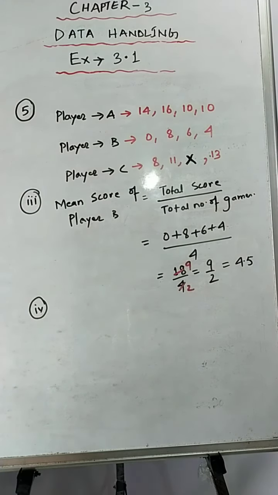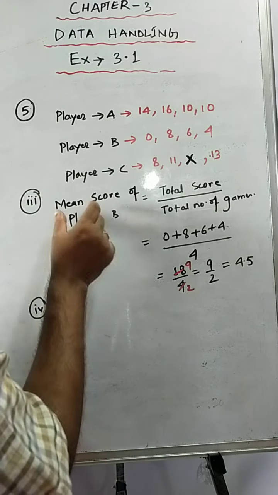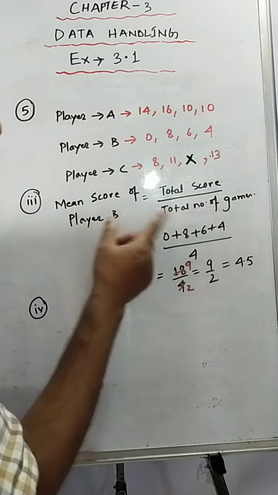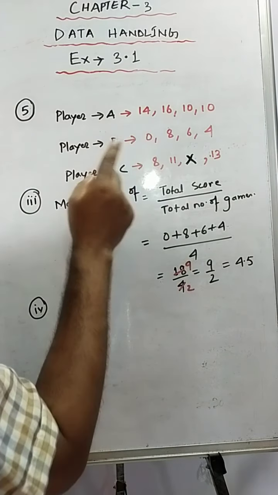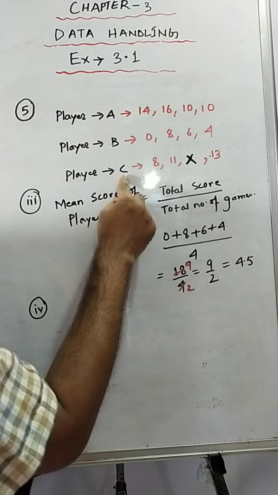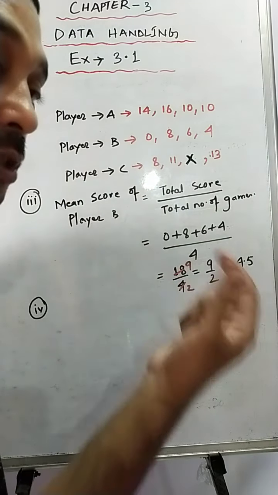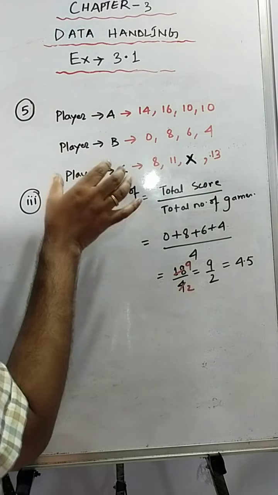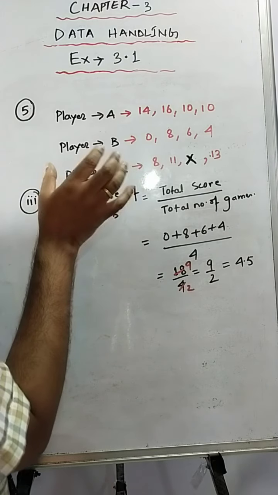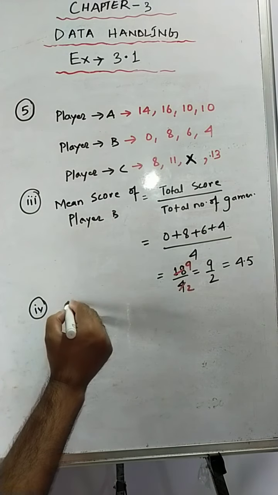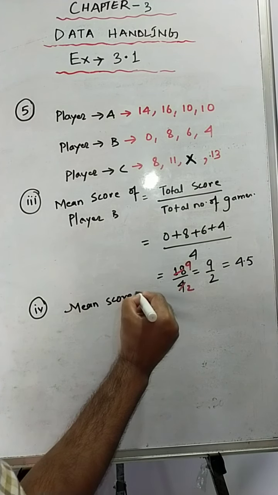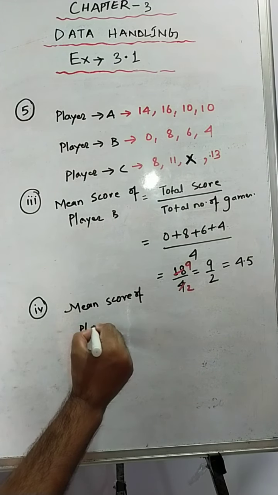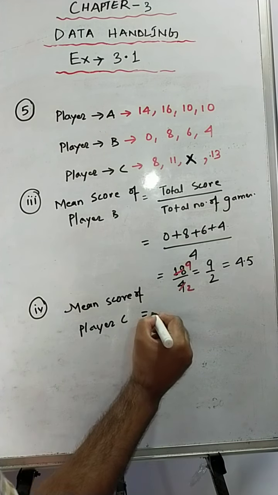Now they are asking who is the best performer. We are aware of the mean score of player A, 12.5. We are also aware of the mean score of player B, that is 4.5. But we are not aware of the mean score of player C. So before we make any judgment, we first need to find the mean score of player C.